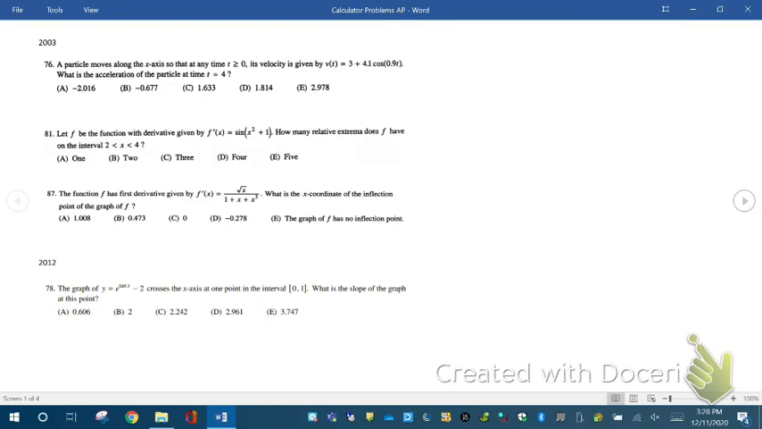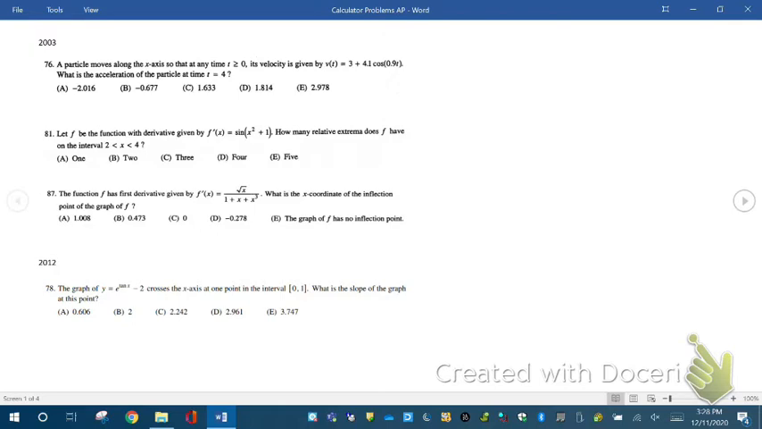Okay, number 81. For number 81, and honestly for all these calculator problems, almost always you're going to want to pick up your pencil before you pick up your calculator. What I mean is read it carefully, justify what you're looking for, and get it in your mind what you're looking for before you graph. Don't just graph right away.